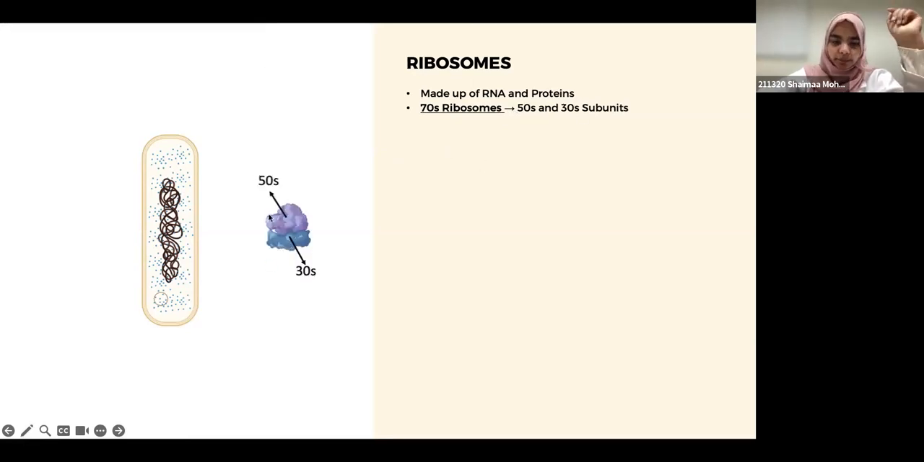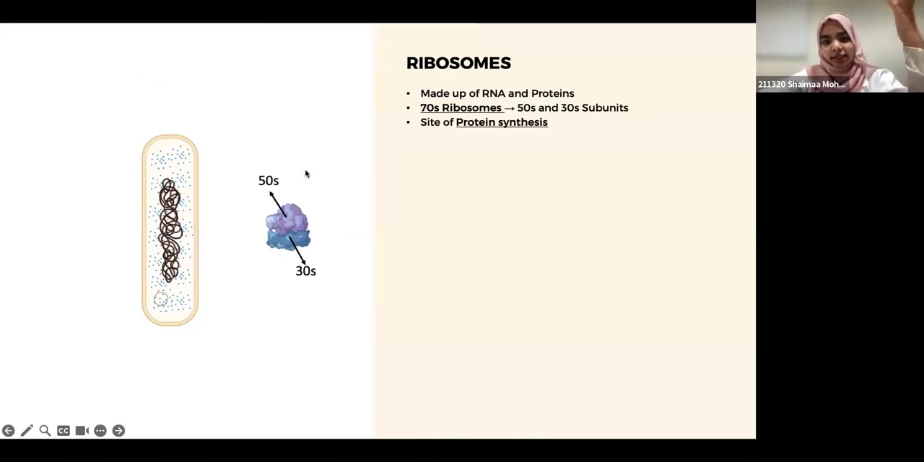As you can see, for example, this is the structure of a ribosome. We have a bigger subunit, which is the 50S, and a smaller subunit, which is the 30S. The ribosomes in a eukaryote, what is their size? Are they also 70S, or what size are they? 80S, yes, perfect. So in a eukaryote, it's 80S. In a prokaryote, they are 70S ribosomes.